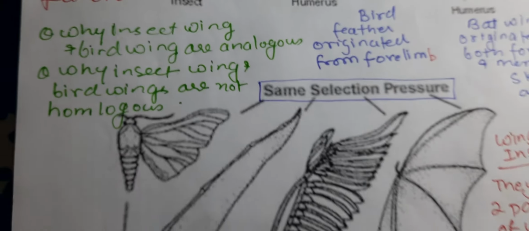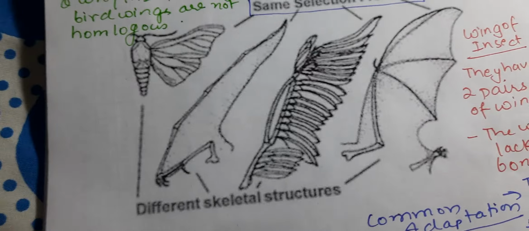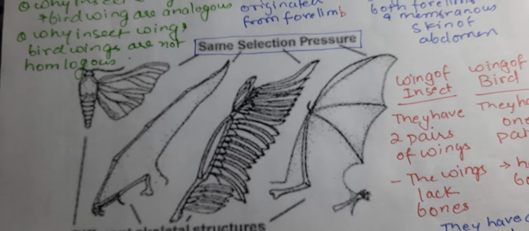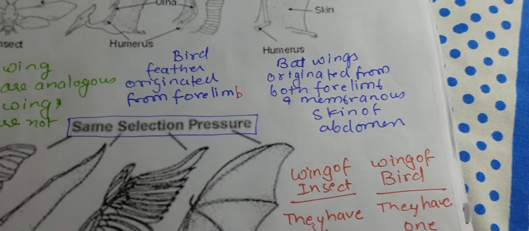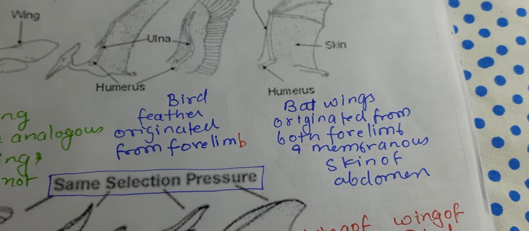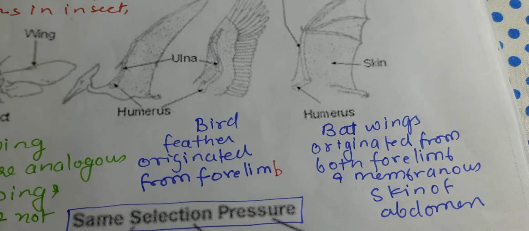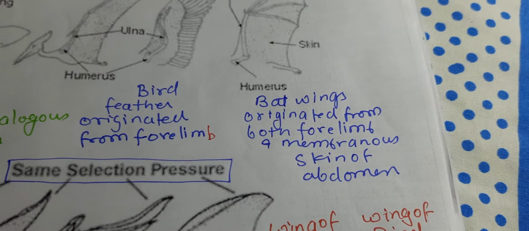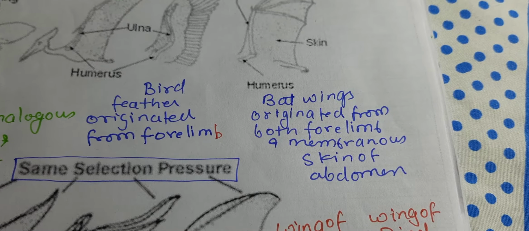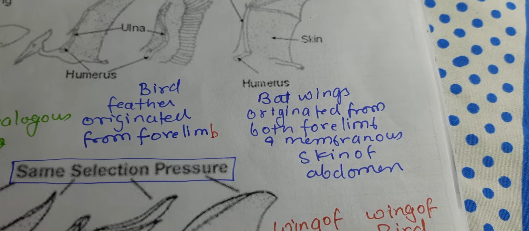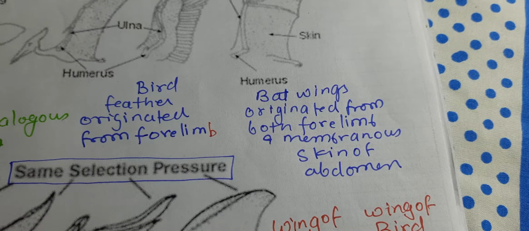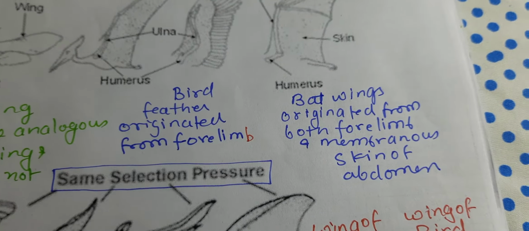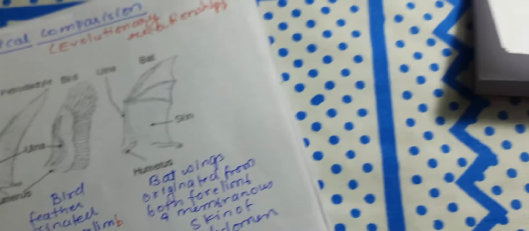You can answer. Why are insect wings and bird wings not homologous? You can answer. Okay, now if you look here, differential skeletal structure. The same selection pressure is acting on the wing. The bird feather originated from the forelimb. So you can see the bird feather originated from the forelimb. The bat wing originated from the forelimb and membrane of the skin of the abdomen. So their origin is different, but they perform the same function, so they are analogous.